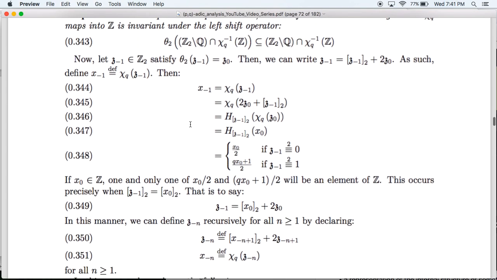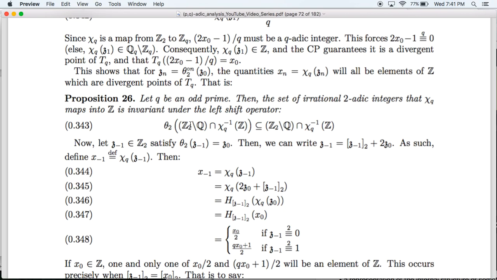Now, remember when I said that theta 2 is the quintessential example of an ergodic map on the two-adic integers. If we can show this, then by the ergodicity of phi 2, we can conclude that this set either has measure 0 or measure 1 in the two-adic integers.